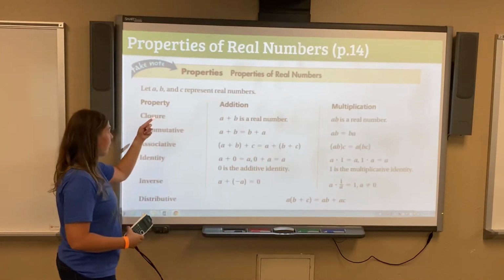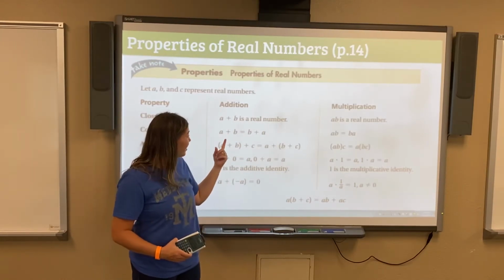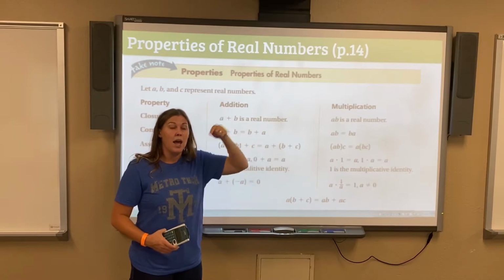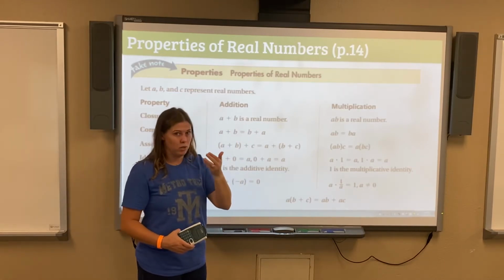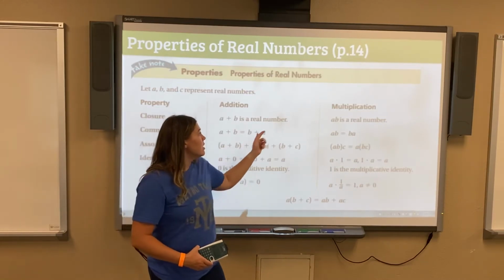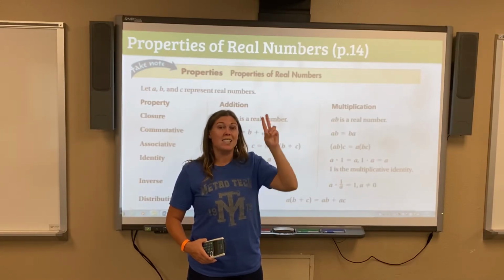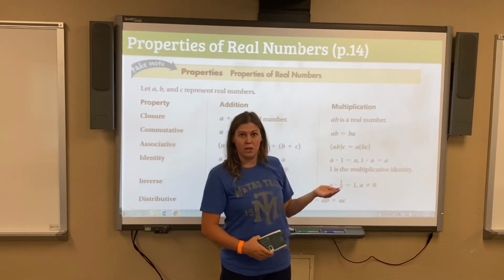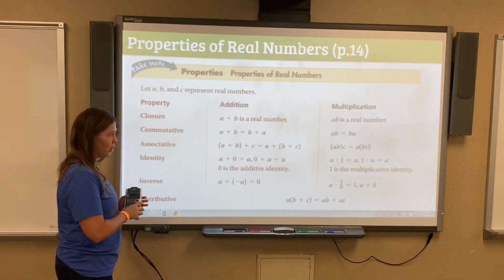The closure property means if A is a real number and B is a real number, A plus B equals a real number. So if you have 2, a real number, plus 3, a real number, 2 plus 3 is 5. Same with multiplication. If A is a real number and B is a real number, A times B equals a real number.